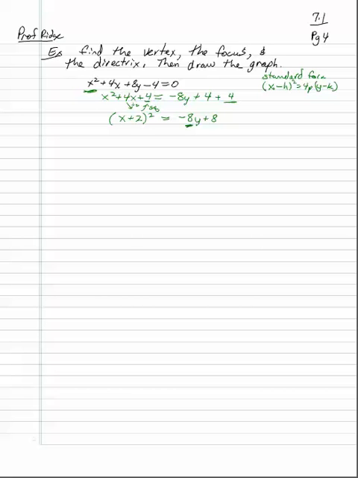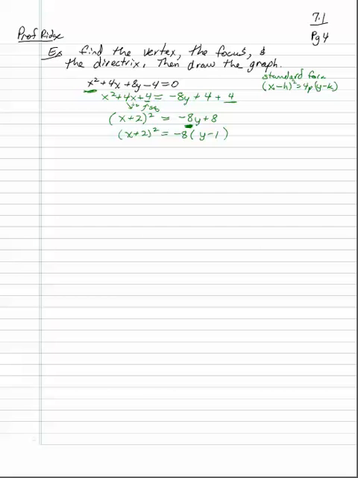Now, whatever this number is in front of the y, you've got to factor it out of both terms, and if it's negative, you factor out a negative. So we're going to get (x + 2)^2 = -8(y - 1). Now, if it was -8y + 7, you would still factor out a -8, and then you would have y - 7/8. So whether it divides evenly or not doesn't matter. You factor out whatever that coefficient is.